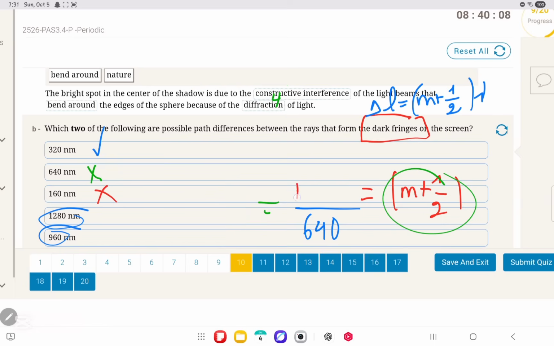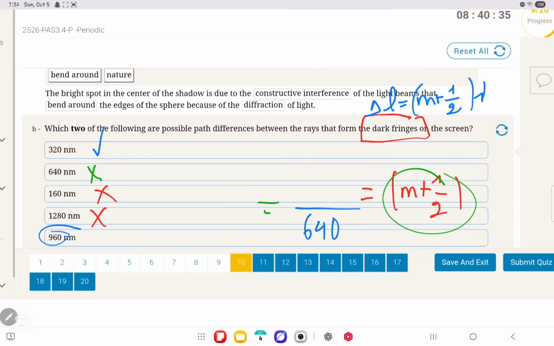Now, 1280, what do we get? We will get 2. So 2 equals m plus half, right? So m is equal to what? m is equal to 3 over 2. Again, m is a fraction. It can never be a fraction. It always needs to be a whole number. That means this does not work.